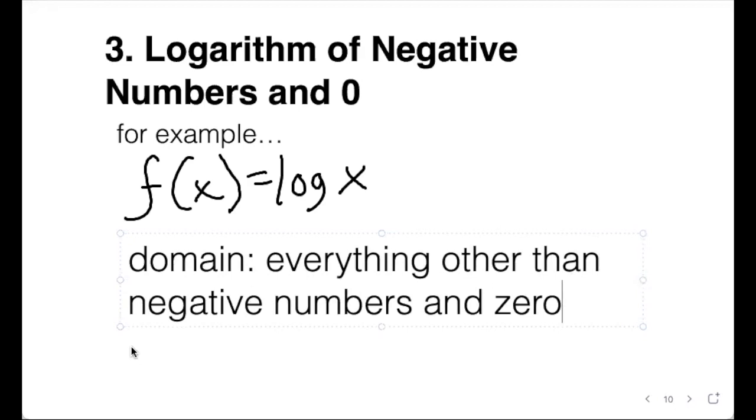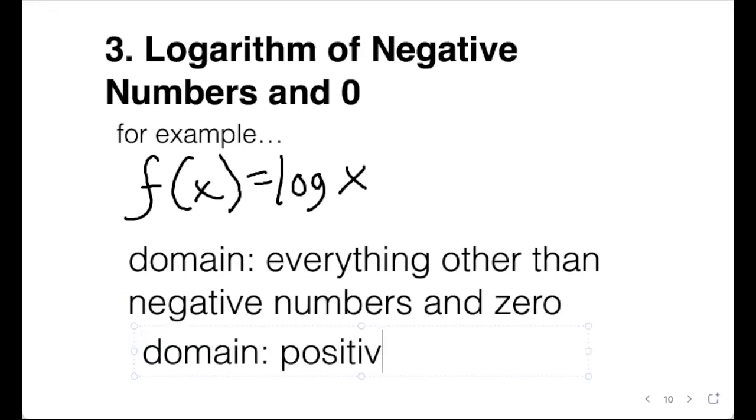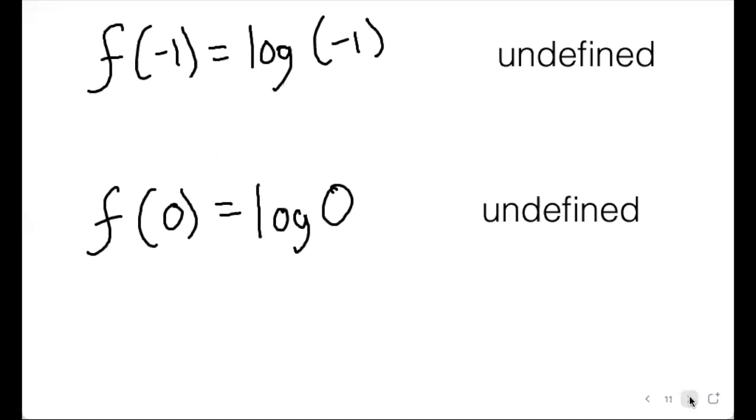And actually, that's the same thing as just positive numbers, right? Yeah, everything other than negative numbers and 0 is just a wordy way of saying positive numbers. So this is a much simpler way of saying it. Oh, by the way, I have a whole video on domain of logarithms. So I'll link that in the description. In that video, I do explain why you cannot do the log of negative numbers and why you cannot do the log of 0. So you might find that video interesting.